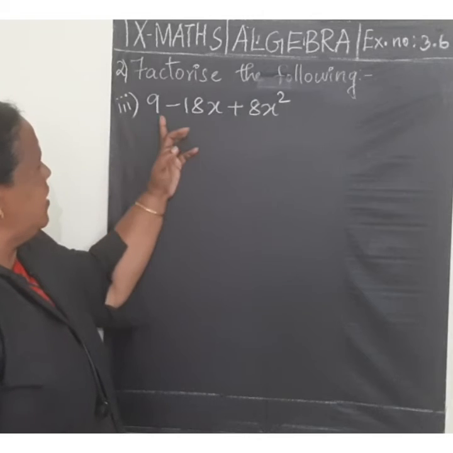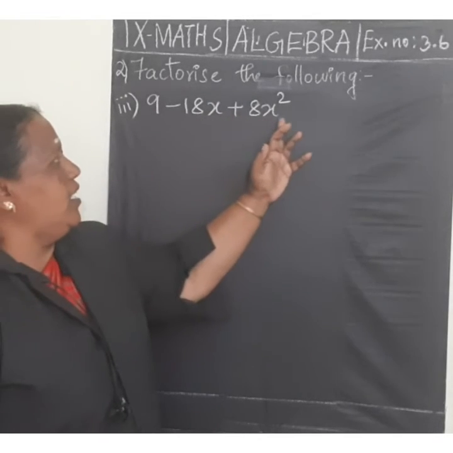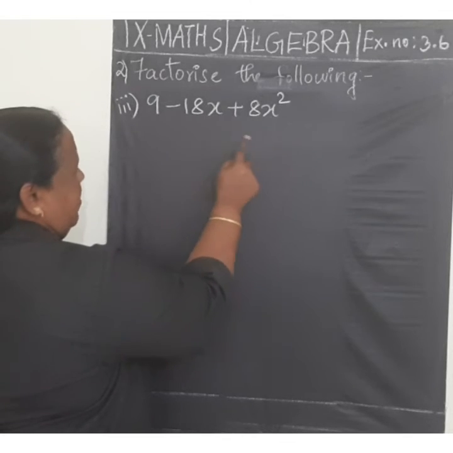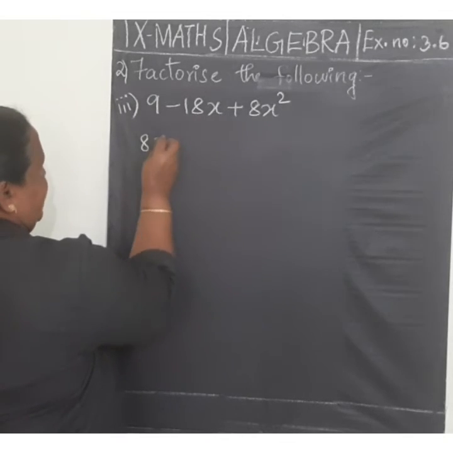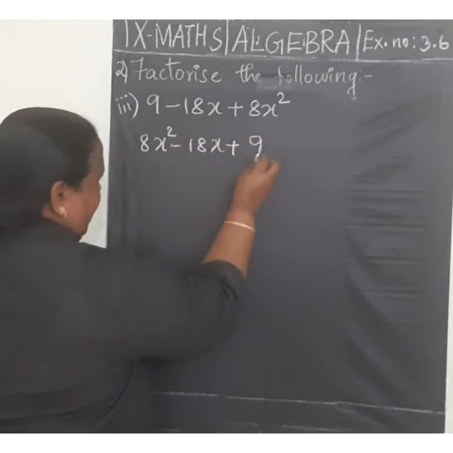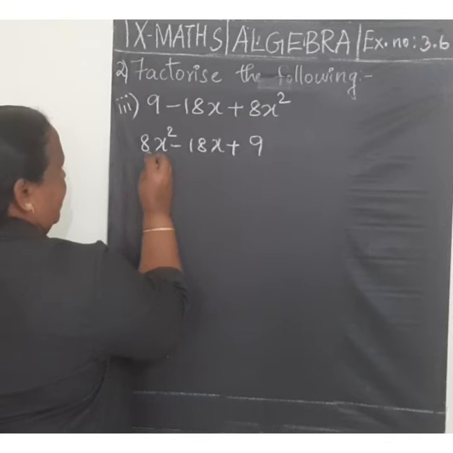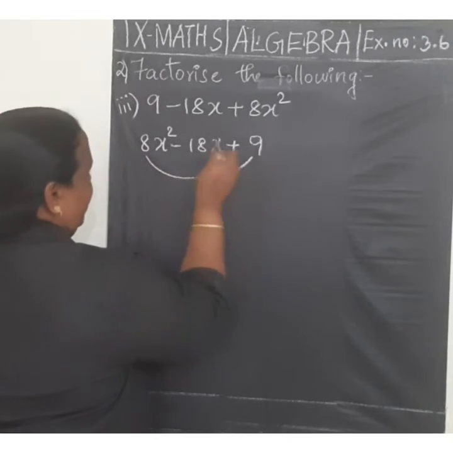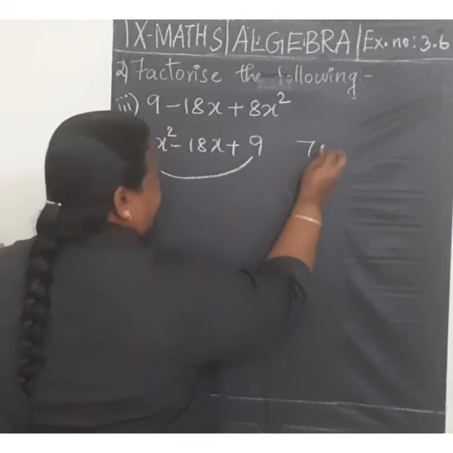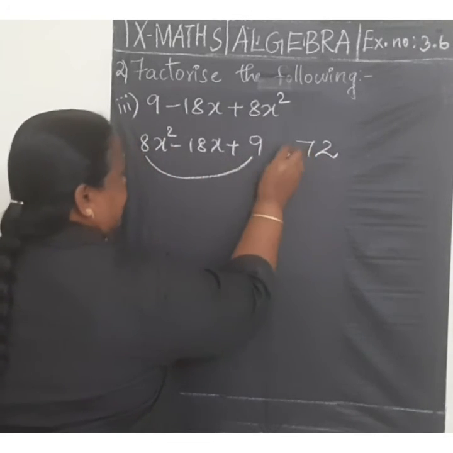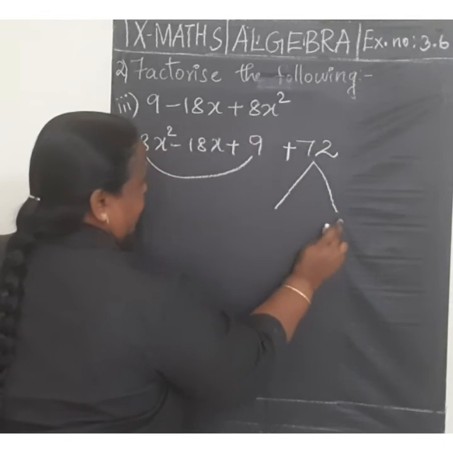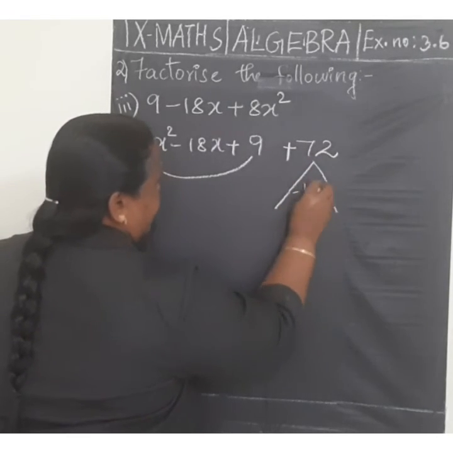Next, the third subdivision, 9 minus 18x plus 8x squared. First we will arrange this in the order of the square term, x term and constant term. So we will arrange it as 8x squared minus 18x plus 9. Now first we have to multiply the coefficient of x squared and the constant term. So 9 into 8 is 72. Here the plus sign is there, so plus 72. We have to find the factors such that after finding them, if we add or subtract, we get minus 18.